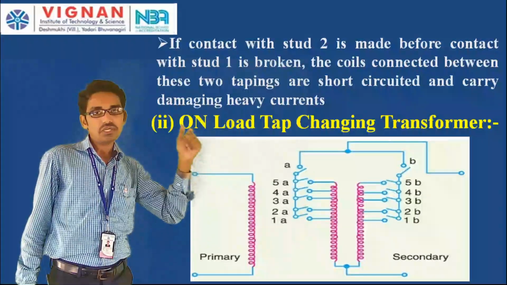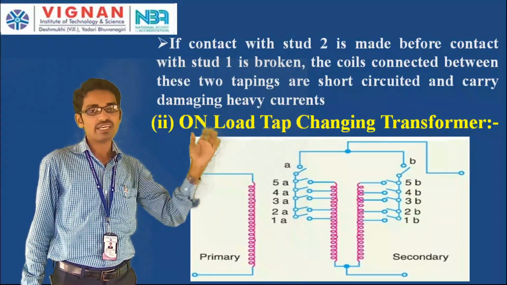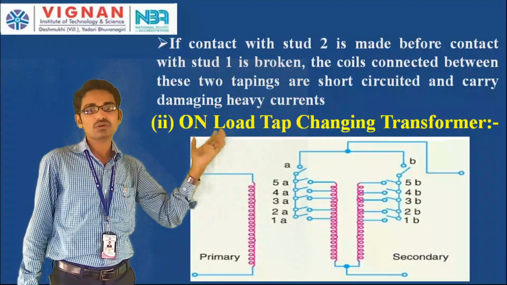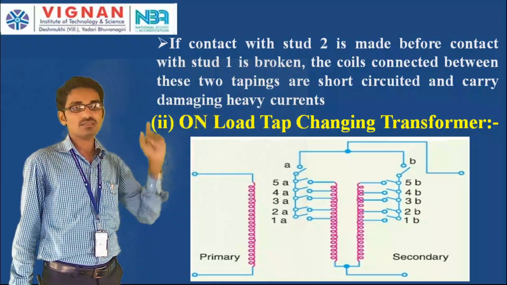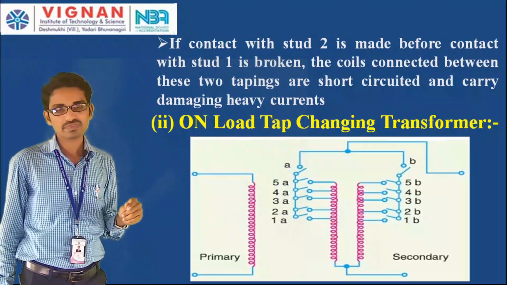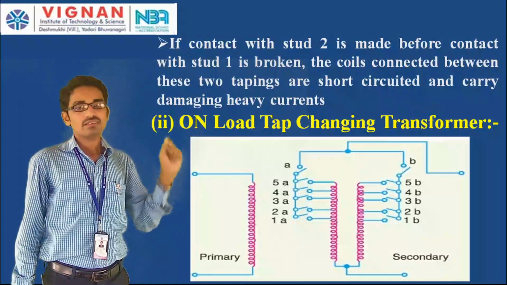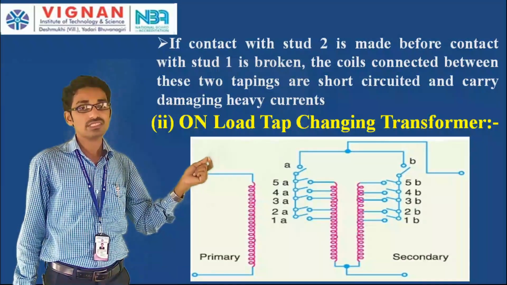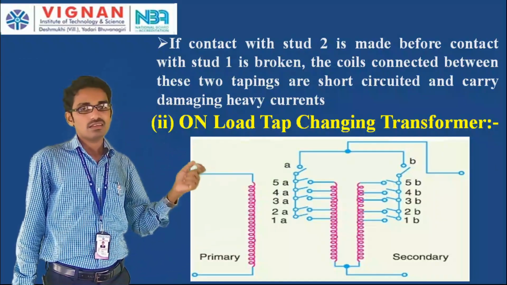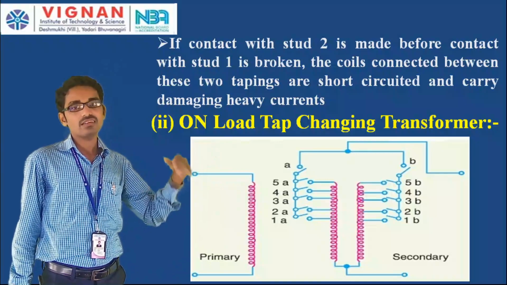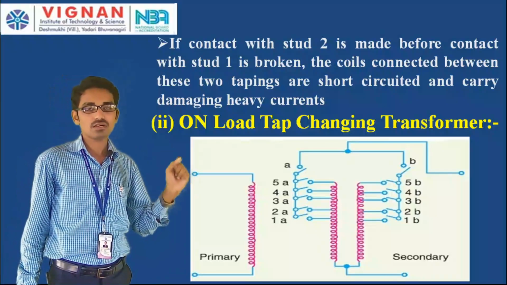Then by opening the switch A, you need to open 4A and close 5A. Then again you need to close the switch A, that is the main switch. First I just open the main switch A. Then I open the 4A switch, which was previously in contact with the winding. Then I close 5A. Then the main switch A is closed.